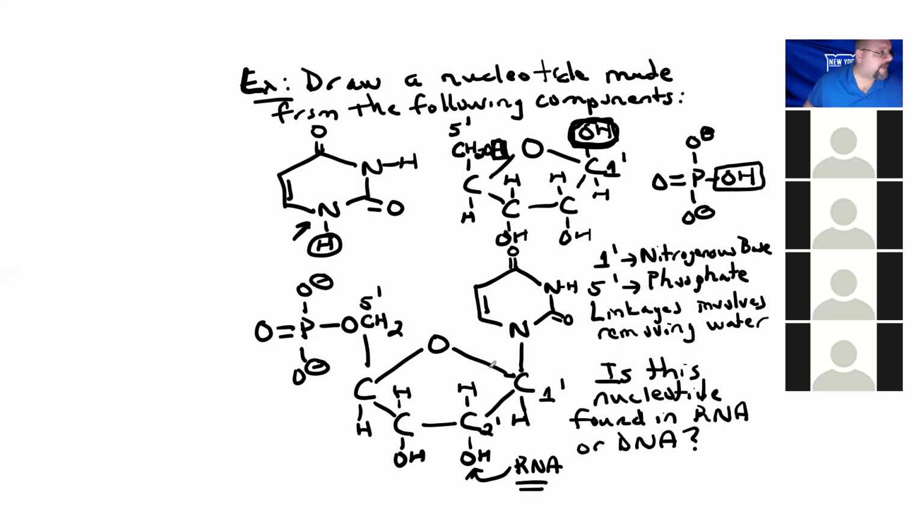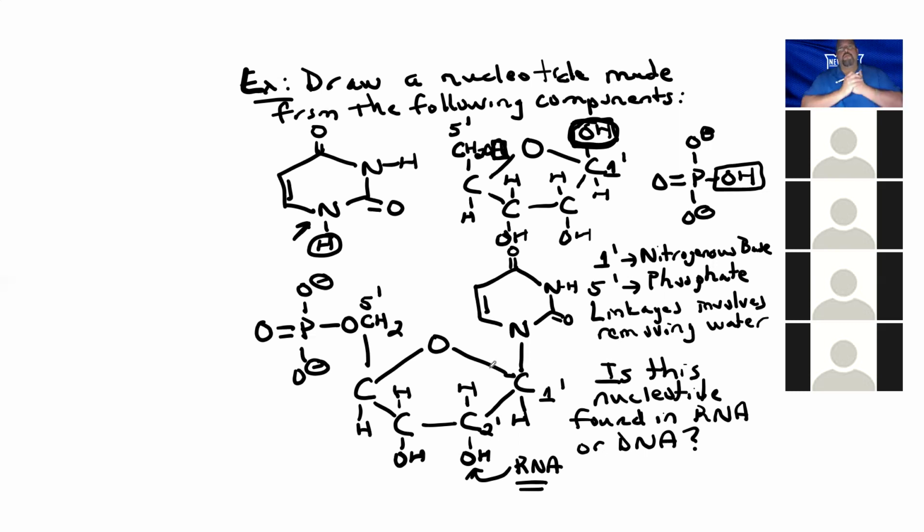The nitrogenous base that I used here was uracil. And remember, uracil is only found in RNA. So if you recognized it as uracil, you would know that this would be found in RNA. But really, the way I remember it is just to keep in mind the difference between ribose and deoxyribose, which is at carbon 2 prime.